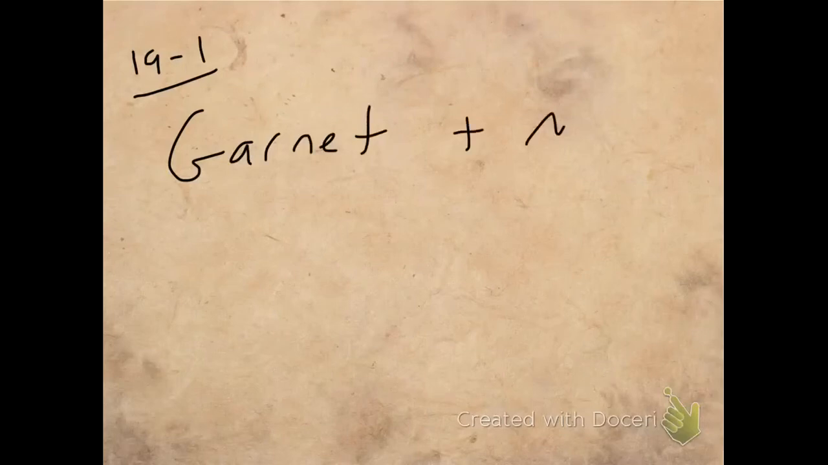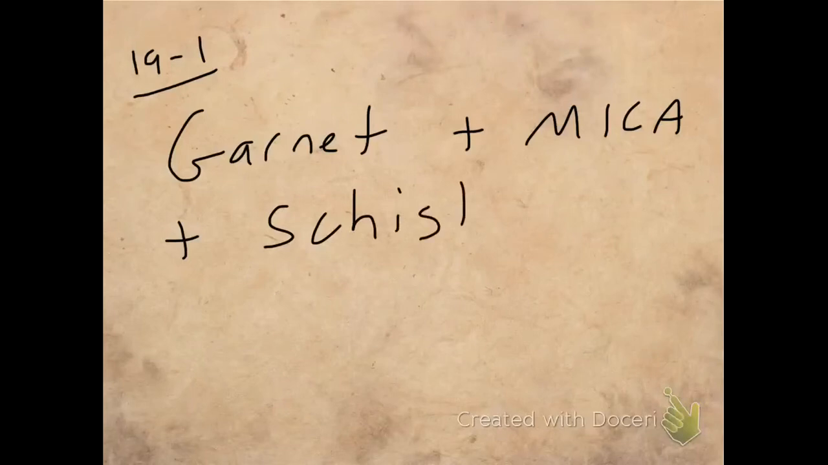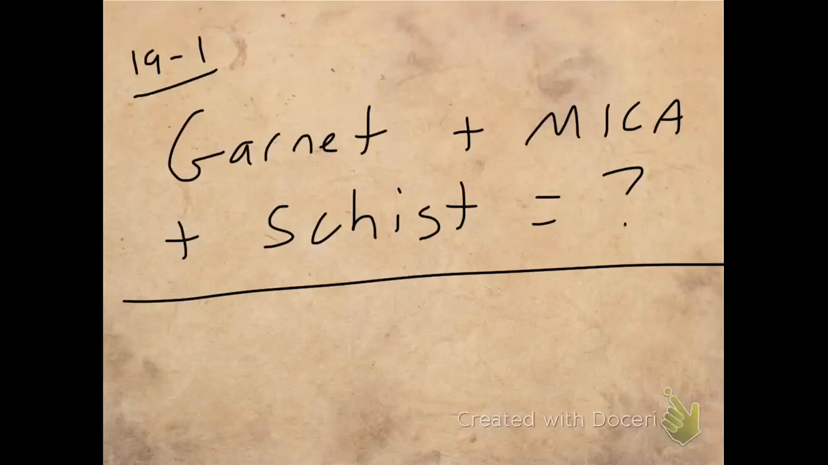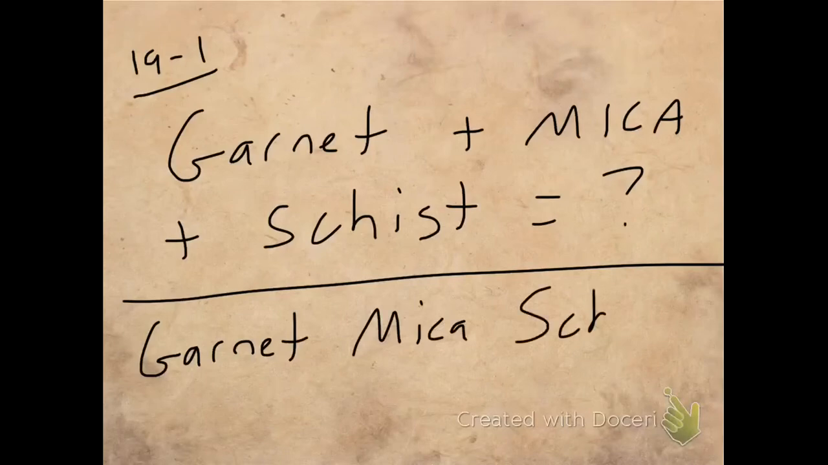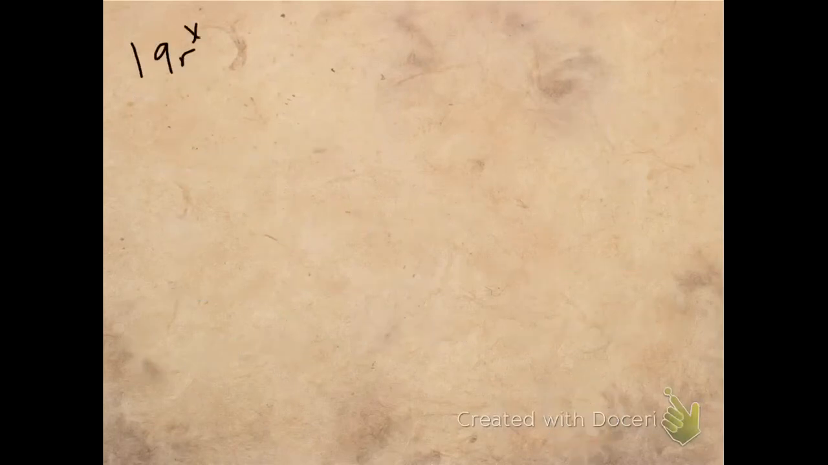Okay, 19 minus 1. This is garnet plus mica plus schist. If I add those three words up, what product do I come out with? That's a goofy question with a goofy answer. Garnet plus mica plus schist equals garnet mica schist, because remember, the schists that you have are named from the minerals that are found within it. So this is 19R, and the R stands for the real number 19.